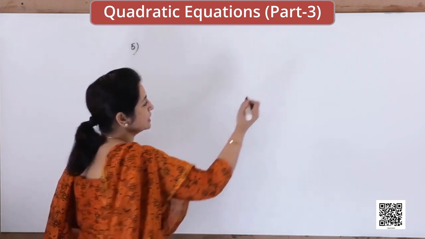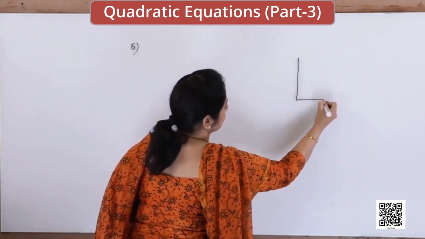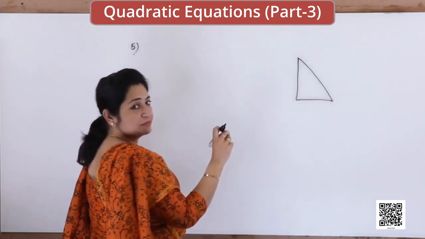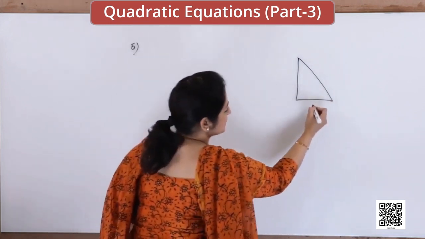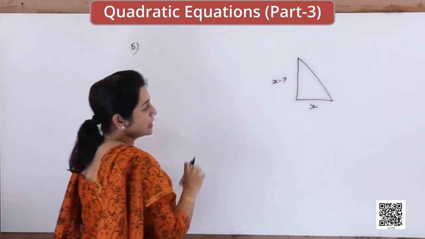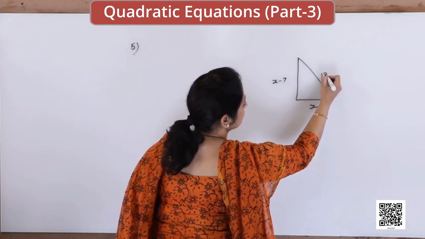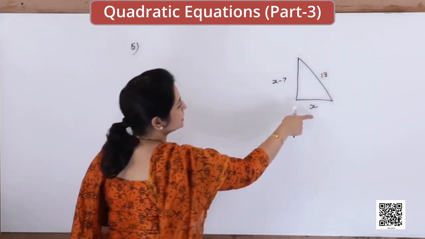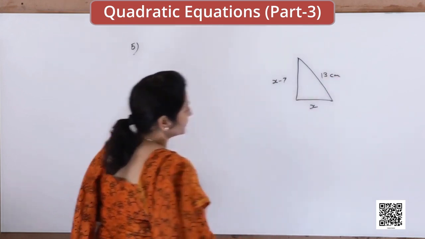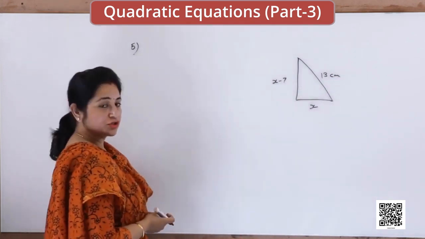So first of all, we need to make a rough diagram. Here, this is the right angle triangle. Altitude is 7 centimeter less than the base. Suppose the base is x, so altitude will be x minus 7. Now the hypotenuse is given 13. We need to find out these two sides. Hypotenuse is given and we need these two sides. So we can use Pythagoras theorem here.